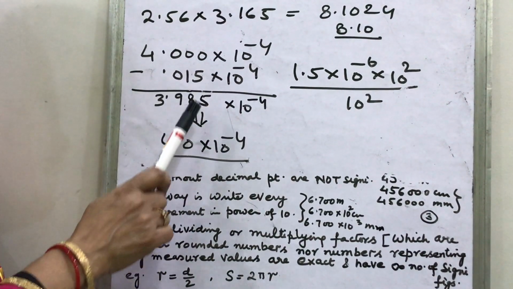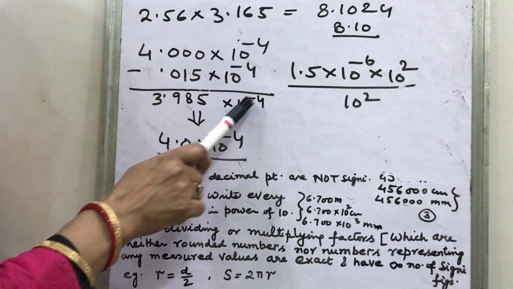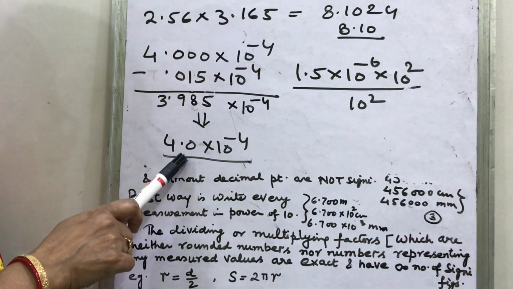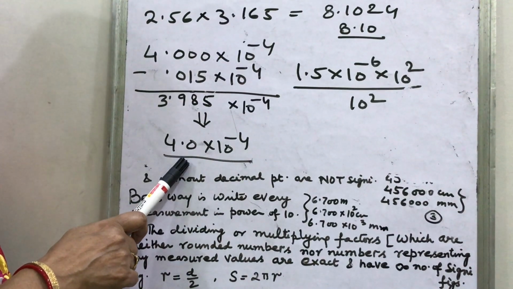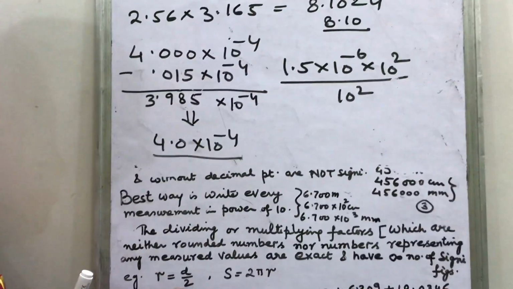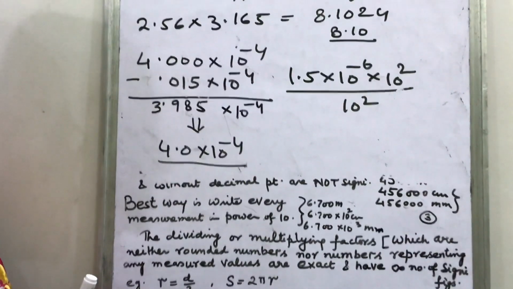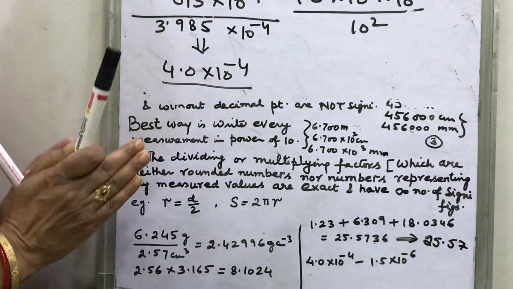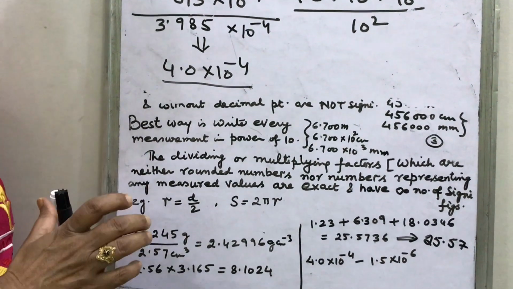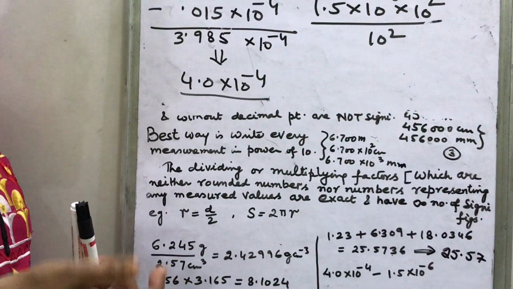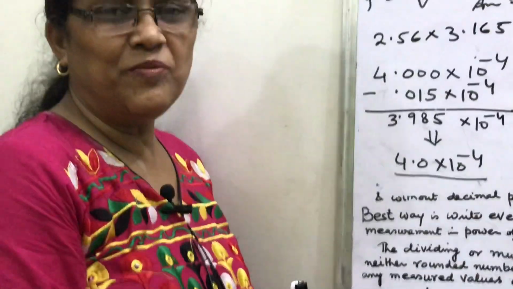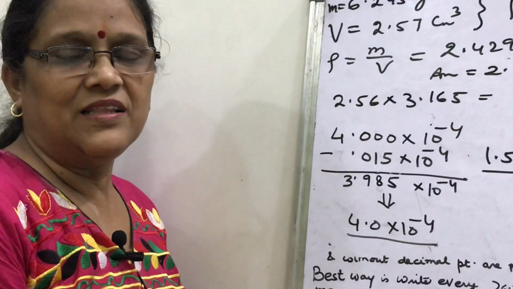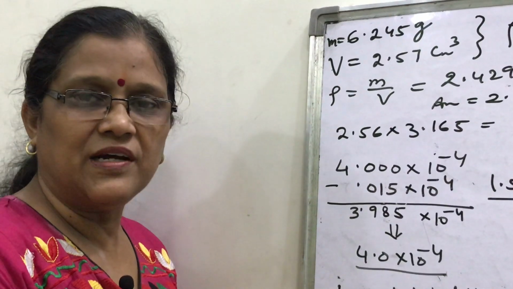Now be attentive that you change to the proper power of 10, subtract, and write the answer in the proper number of decimal places. So finally, in addition and subtraction, the least decimal places are considered, and in multiplication and division, the answer must contain the least number of significant figures. I hope you have understood the concept of significant figures and how to write the answer in the proper number of significant figures. Thank you.